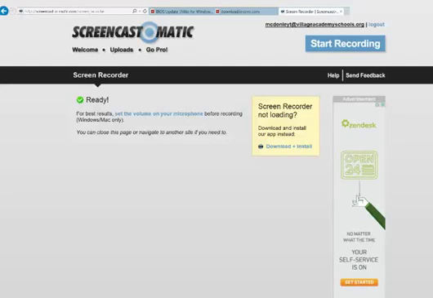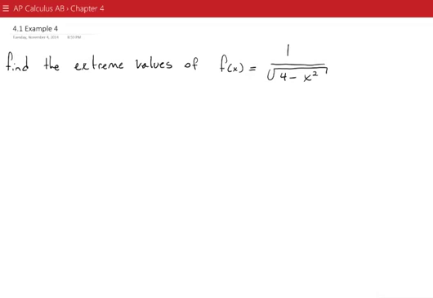Okay, we're going to go on to example 4 now. Very similar application of the first derivative test, trying to find critical points, except in this case we're going to use a different function, and we'll see some new things. So we're going to try to find again the extreme values of the function f of x, but in this case it is the function 1 over the square root of 4 minus x squared.